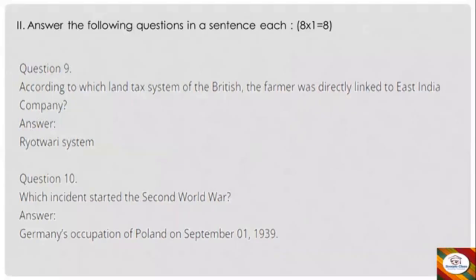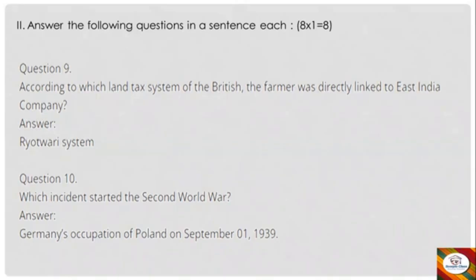So let's continue. Second main, answer the following questions in a sentence each. Again, you have 8 questions of 1 mark each, which equals 8 marks. So question numbering is continued. Question number 9. According to which land tax system of the British, the farmer was directly linked to East India Company? And the answer is the Raithwari system. Okay, the land tax system was the Raithwari system.